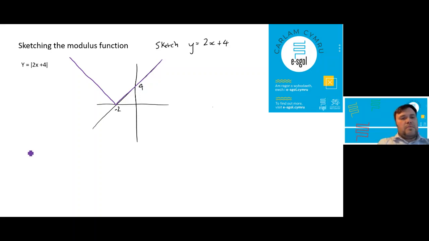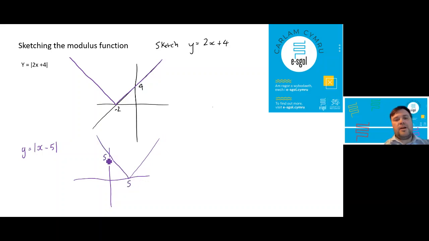So if you were to do, let's do y equals the modulus of x minus 5. So again, you've got your line like so. You know minus 5 is down here, okay? And it's going to be parallel with the other one, because the gradient is 1, so it's 5 and 5. So it'll hit there like so, and then it'll bounce in this direction like so. So you've got 5 there, and you've got 5 there. So that would be the sketch of the graph of y equals the modulus of x minus 5.